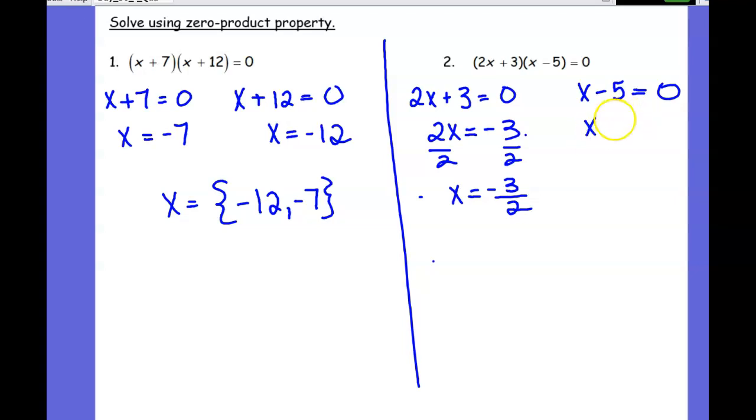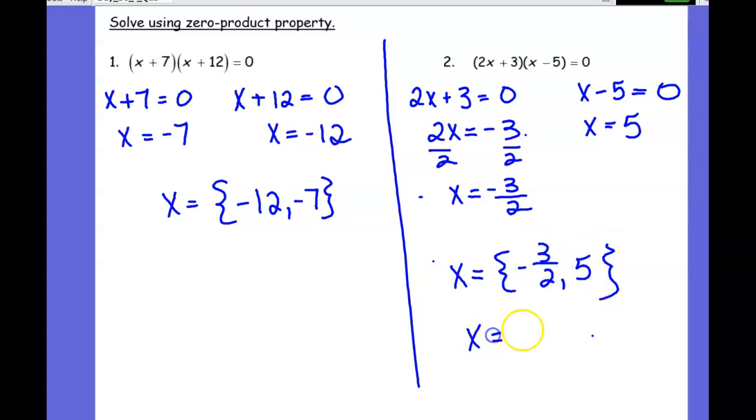Okay, but x would be equal to 5. Okay, we just added 5. So in that case our solution set would be negative 3 halves and positive 5. All right, you can also see that as a decimal, negative 1.5 and 5. All right, and sometimes the decimal form, it's a little easier to envision or look at the graph in Desmos and see that it's actually crossing the x-axis at negative 1.5.